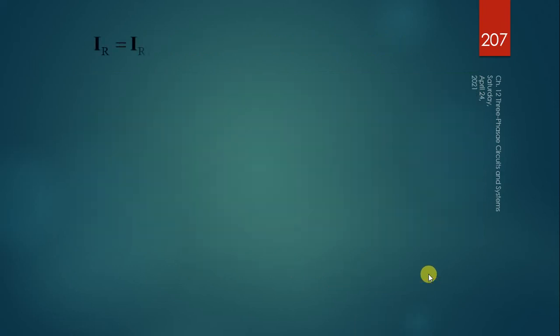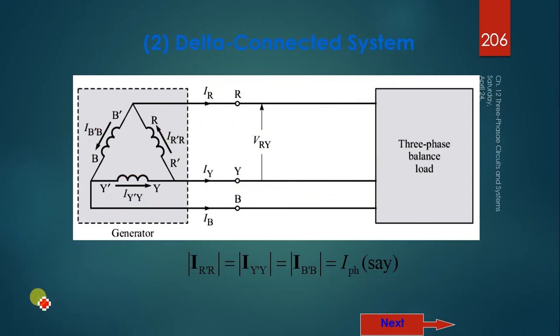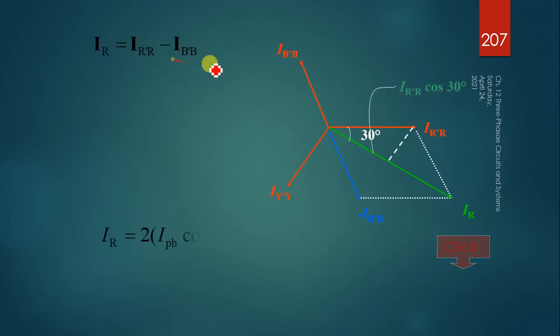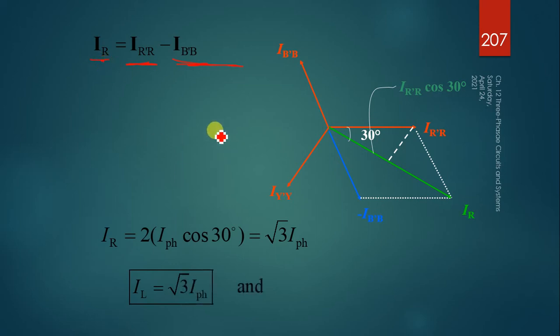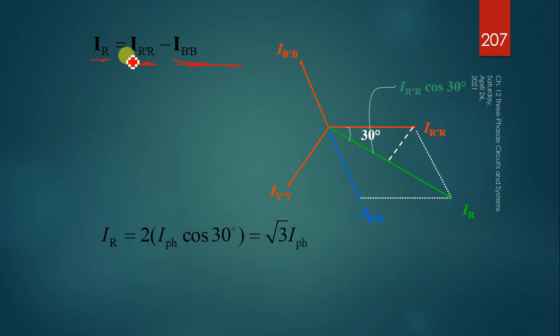Let us check what is happening with the delta connection. IR is nothing but, let us check what IR alone is. It is actually passing through two things like this. I'll just erase it and let you understand more. So it is passing in this fashion. So IR is nothing but whatever is generated between the BB coils and RR coils. From the figure, it is much clearer that IR is equal to the difference between IRR and IB dash B or BB.